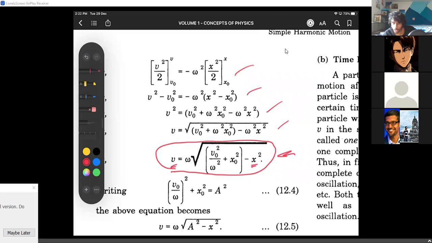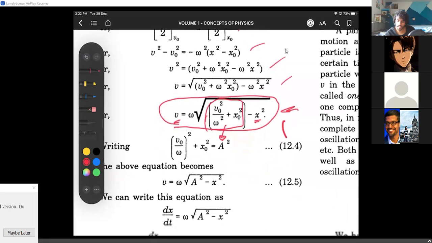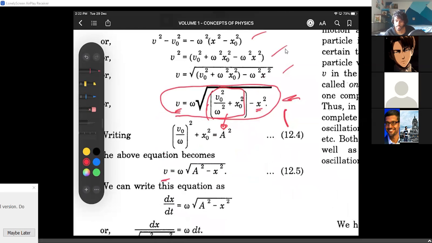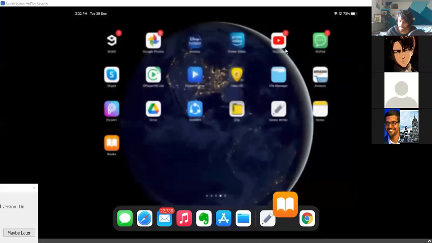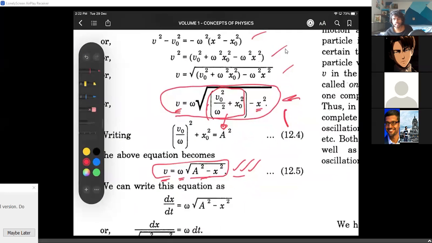But they don't want to leave it that way. They want to call this whole term a. Now velocity equals omega into this. So guys, this is the equation, something that they already know. They want to bring this. Let us just put it that way. I don't really find it that intuitive, but the idea is they just found a relation between the speed of a particle and its displacement, at any point.